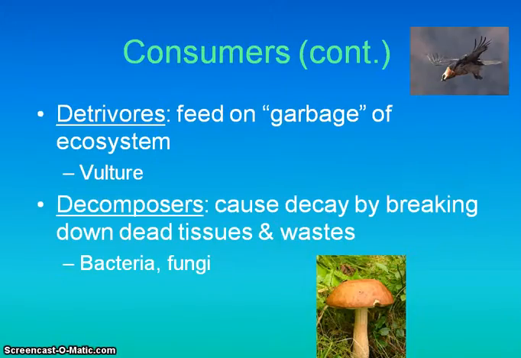Some other consumers we don't think of as much are detritivores, which are things like vultures that feed on basically the garbage of the ecosystem, the leftovers, stuff that other organisms don't want. And then there's also decomposers, and these are organisms like certain types of bacteria and fungi that just cause decay and then break down the dead tissue material and waste material around them and absorb those nutrients through their roots. So they don't actually go out and ingest their food the way a traditional consumer would, but they absorb those nutrients that they need.